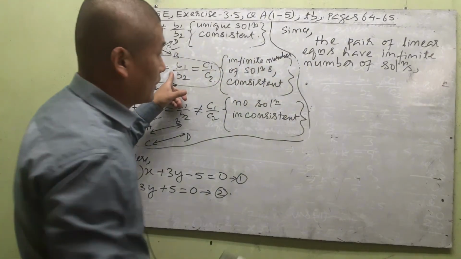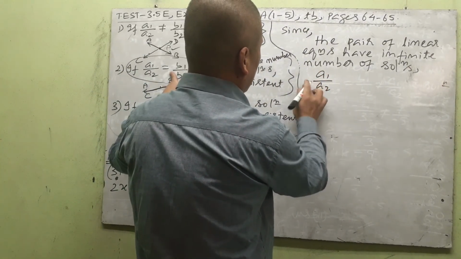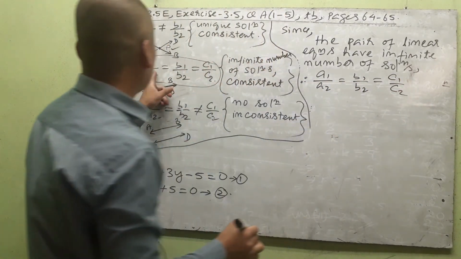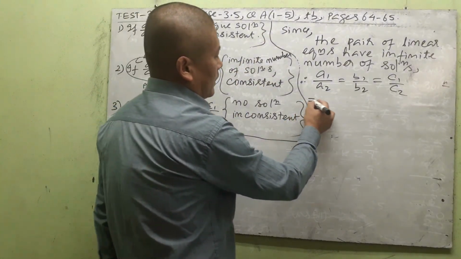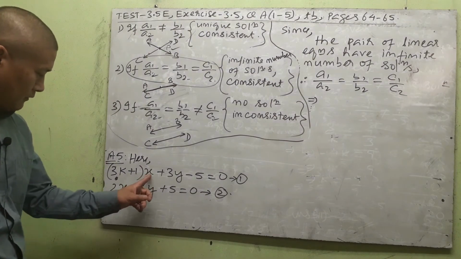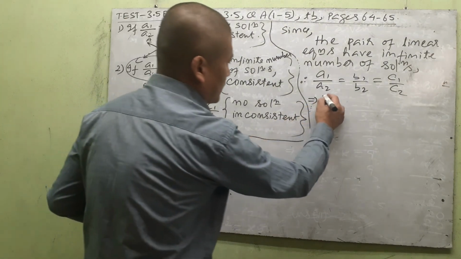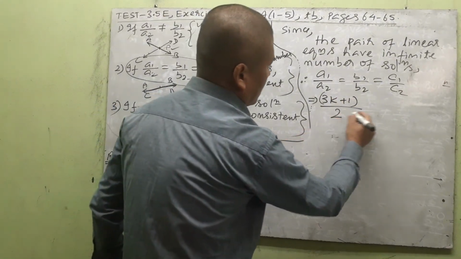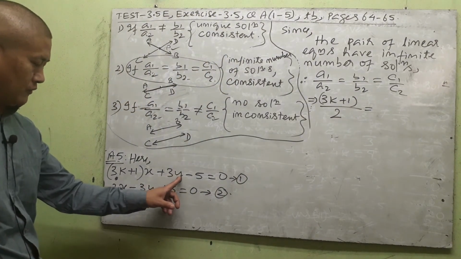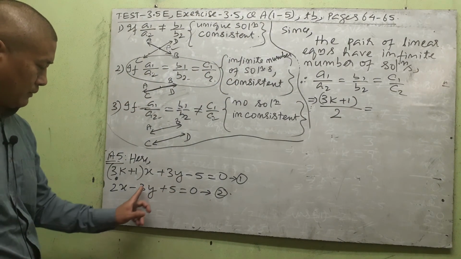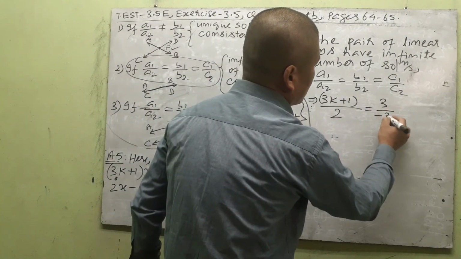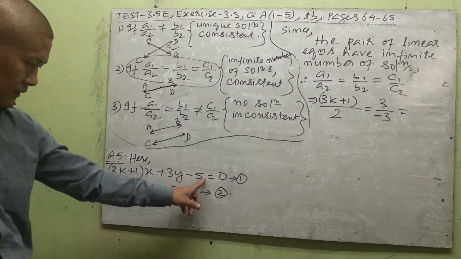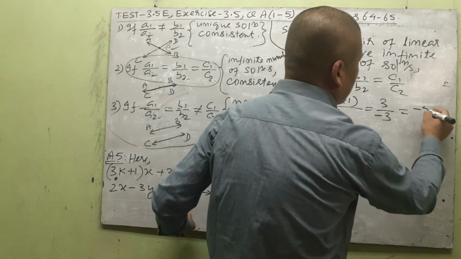So this one here, a1 by a2 equal to b1 by b2 equal to c1 by c2 is exactly the condition we're going to use. So a1 and a2 here are the coefficients of x, which are in front of x here, 3k plus 1 on the numerator, and in front of x here is 2, equal to b1 and b2, the coefficients of y, plus 3 here, minus 3 here, so plus 3 by minus 3. c1 by c2 are the numbers with no x and y factors, so here minus 5 is c1, plus 5 is c2, so minus 5 by plus 5.